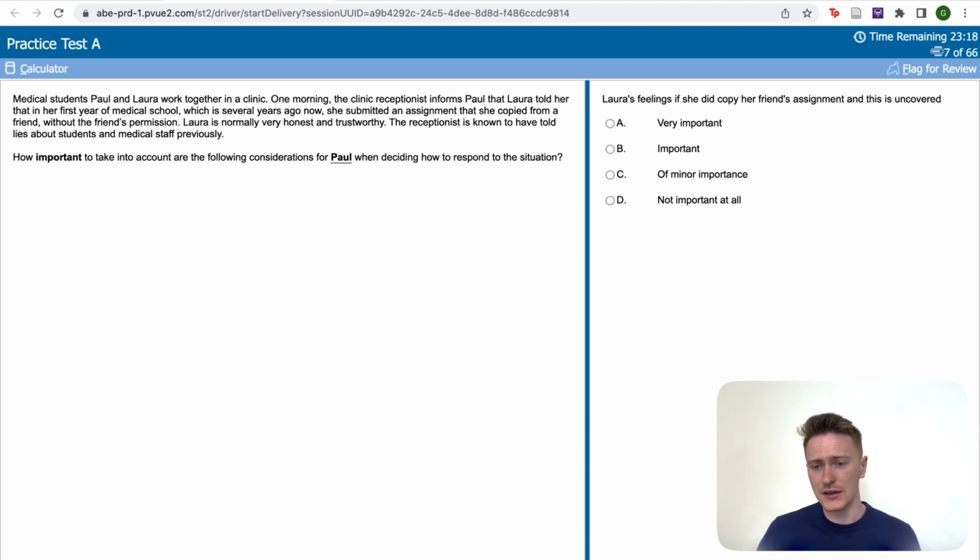Laura's feelings, if she did copy her friend's assignment and this is uncovered. Now, this could be of minor importance if you're talking about Paul supporting her later down the line, because obviously if she's very upset, she's very hurt by it, she may need counselling and support, which Paul can provide. That's clearly not going to be B or A. It's not important right now, but it may be of importance later on. That being said, though, the sentiment is, should Laura's feelings get in the way of how we handle this situation for the majority of it? No, that is the answer. We should handle it in a very objective, factual way, in a principled way, irrespective of whether Laura feels upset or not. So I'm going to put not important at all.